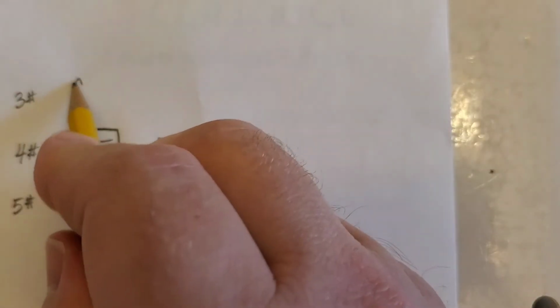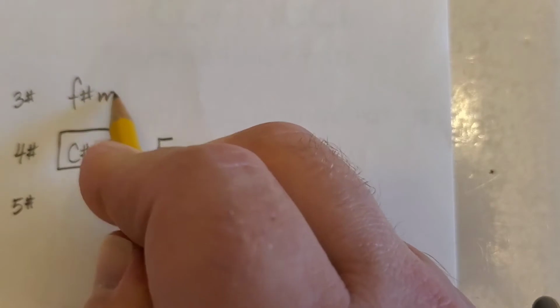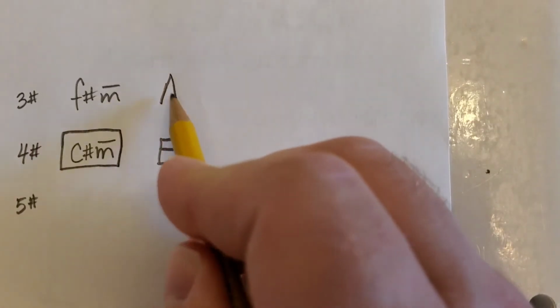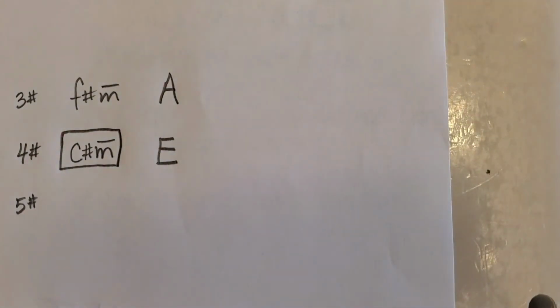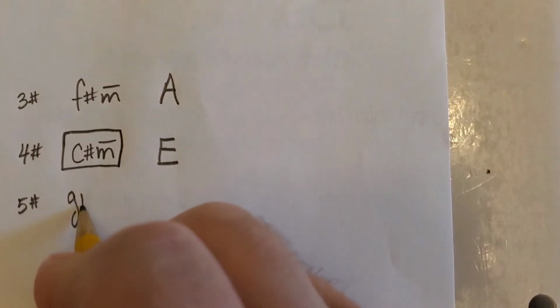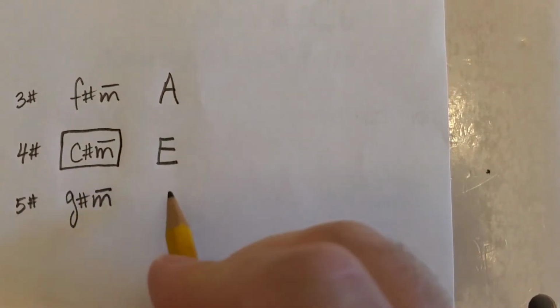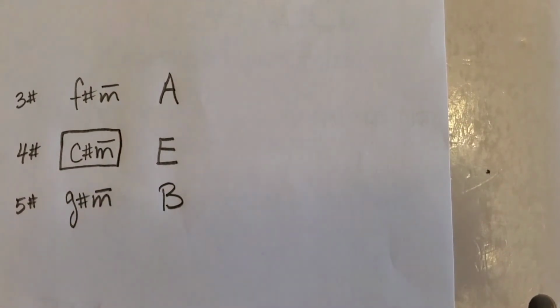Keys with 3 sharps? Well, the minor key with 3 sharps is F sharp minor. Major key with 3 sharps is A major. And then keys with 5 sharps include G sharp minor and its relative B major. So all of these keys are closely related to C sharp minor.